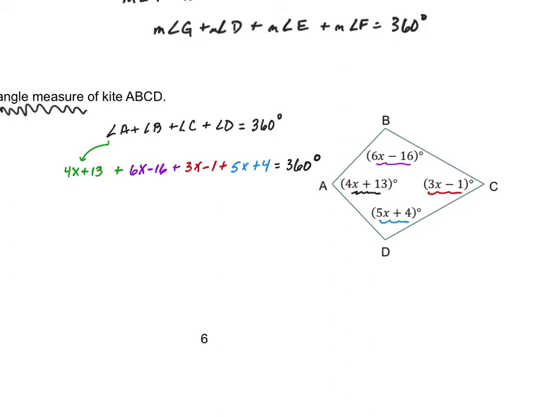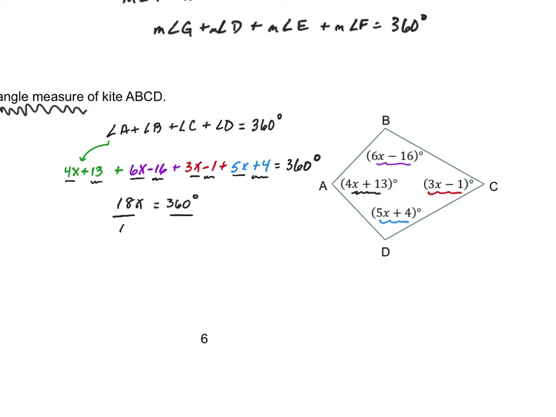So combine like terms at this point in time. I have x's that I can combine because they're like terms, and it looks like I have 18x. And then when I combine my numbers, I have 13 minus 16, which is going to give me a negative 3. Negative 3 minus 1 is negative 4. Negative 4 plus 4 is going to give me 0, so plus 0, or I could just leave that off and say that 18x is equal to 360 degrees.